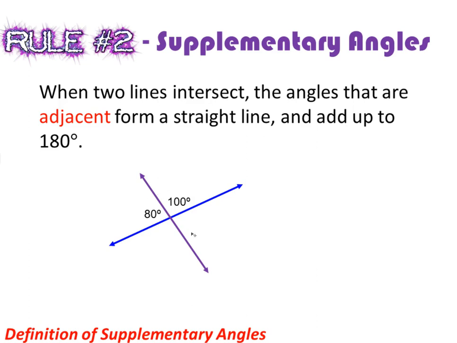Supplementary angles, when you have two intersecting lines, angles that are adjacent to each other that form a straight line add up to 180. These two form this straight line and they add up to 180. They are supplementary.